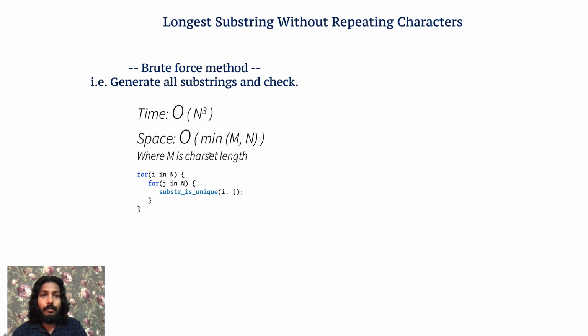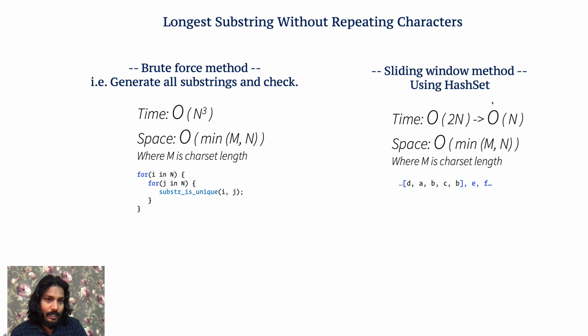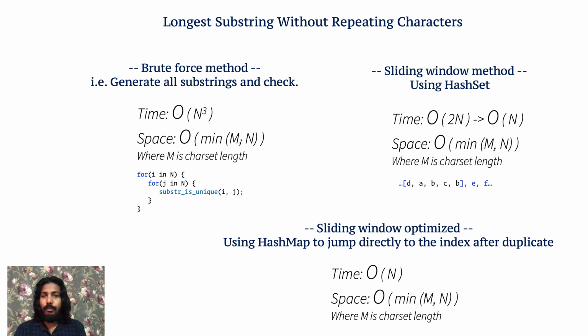And the next method you're going to see in this video is the sliding window method using a HashSet, which runs in O(n) time complexity, that's linear time complexity, and the space is just the same because we're going to store all the characters of a substring in a set. So the space is the same as the brute force, and we're going to optimize with the sliding window method to run in linear time. For this method, we are going to maintain a sliding window.